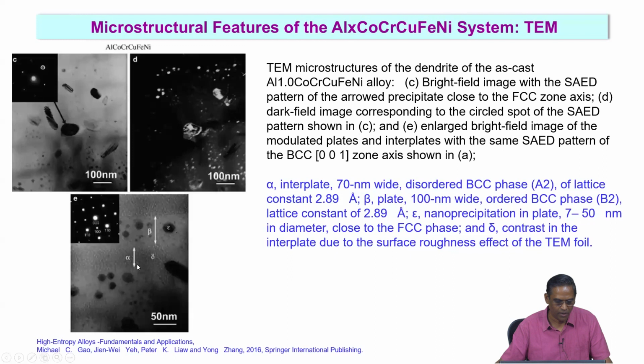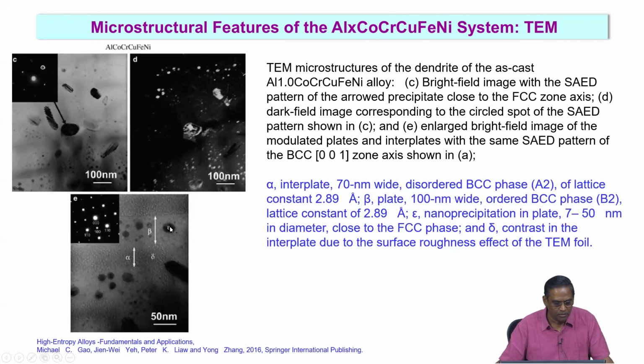You have an alpha interplate which is about 70 nanometer wide, a disordered BCC phase, that is A2, with a lattice constant of 2.89 angstrom. So all these parameters you can derive from electron microscopy. That's the idea. You get feature dimension as well as the lattice constant. And beta is again a plate, 100 nanometer wide, which is an ordered BCC phase, B2, with a lattice constant of 2.89 angstrom.